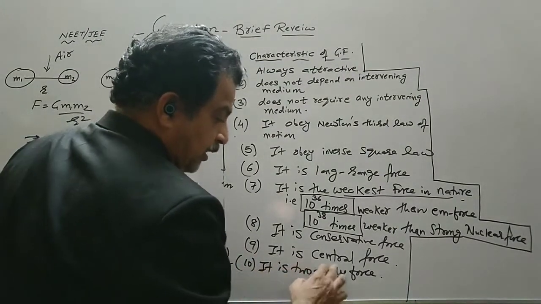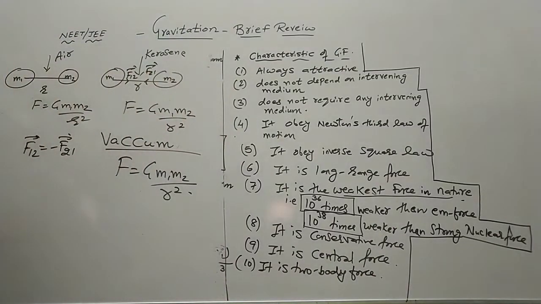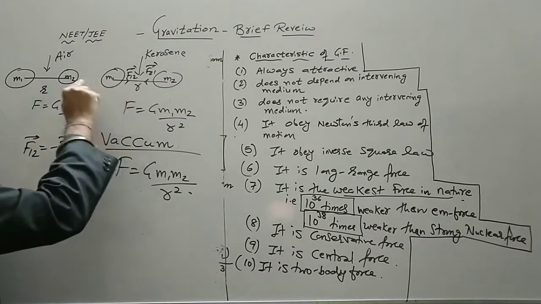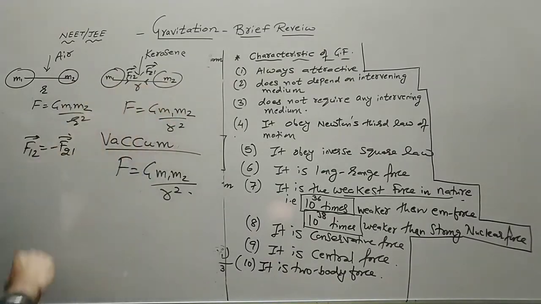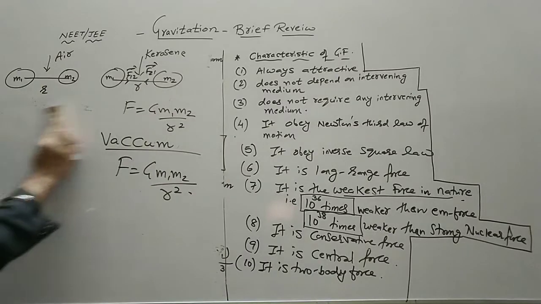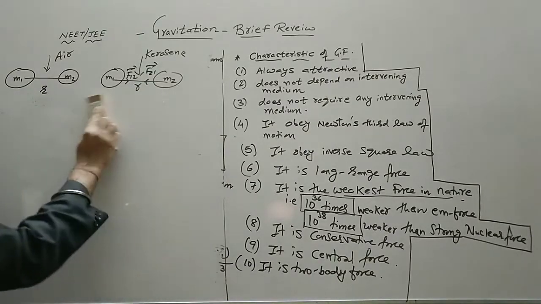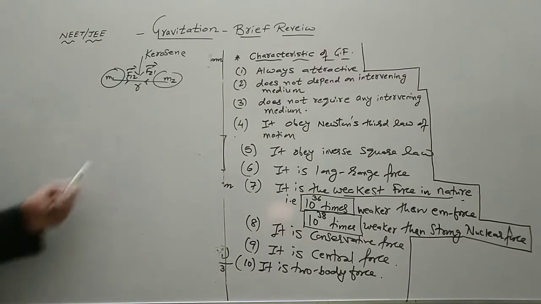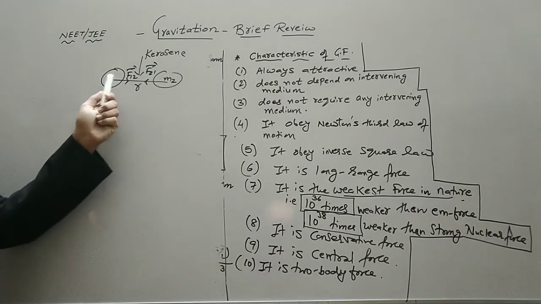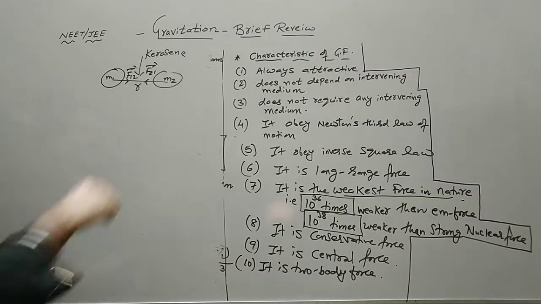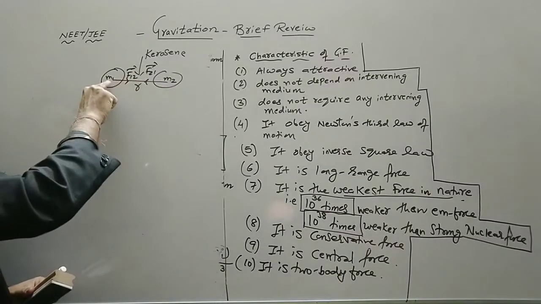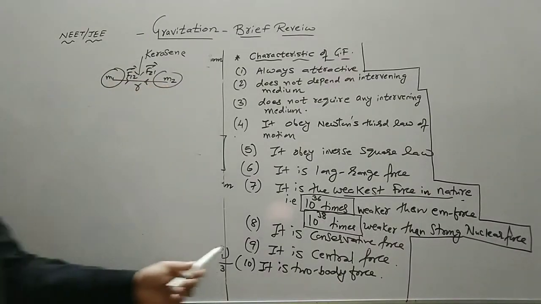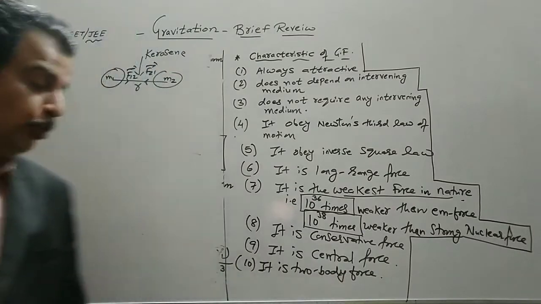Then it is a central force. It is a central force means this force acts along the line joining the two particles from center to center. So here M1 and M2, we have taken this distance r from center to center, and the force is acting along the line joining these two particles from center to center. So it is a central force.